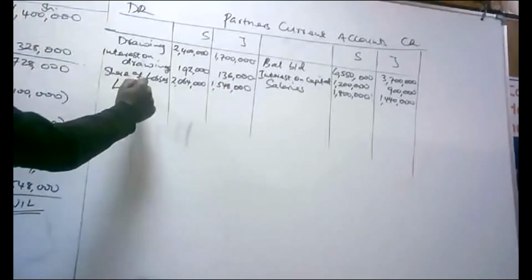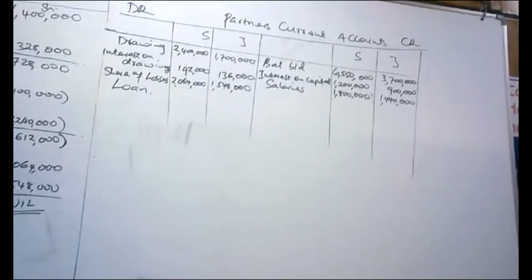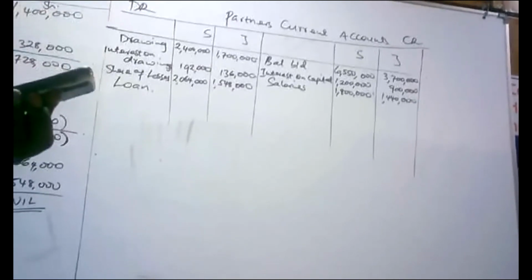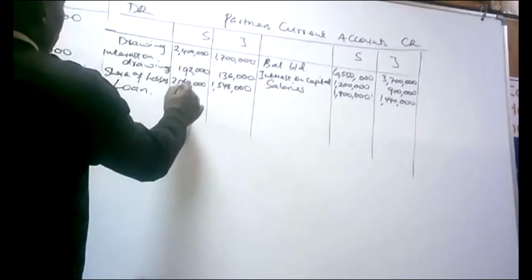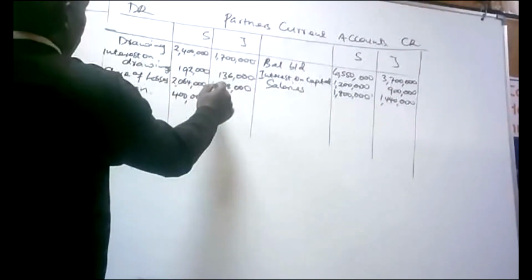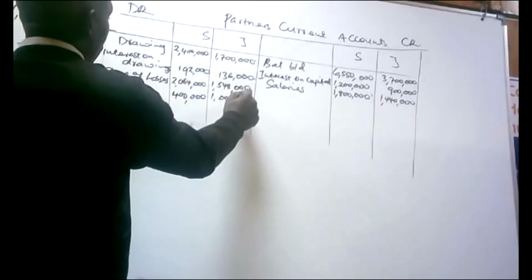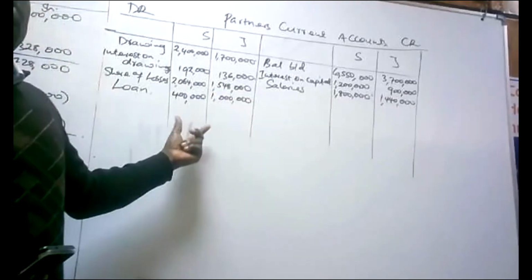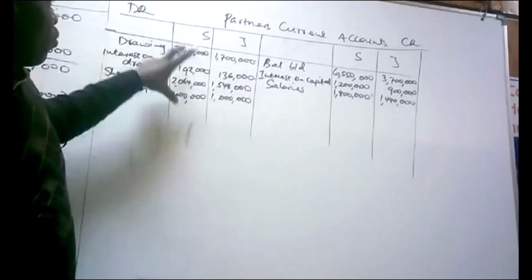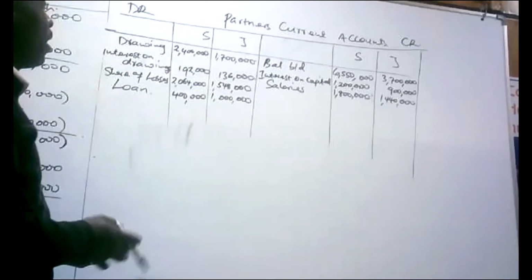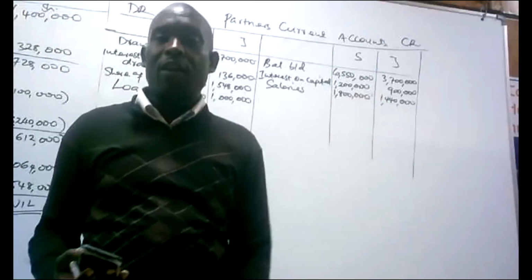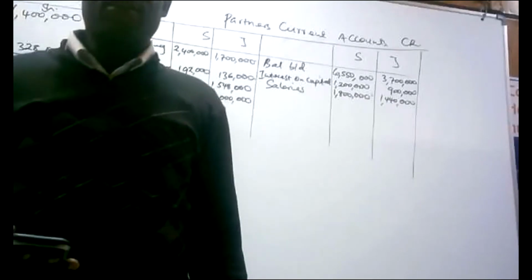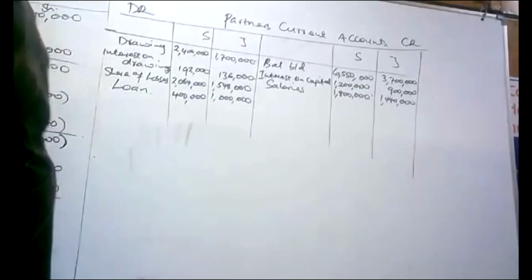Lastly, there is a loan that they took and they need to return to the business, or to fund the business, by each partner during the year: 400,000 for Salim, 1 million for Job. So anything the partners are supposed to return back to the business should be on the debit side. Anything the partners are supposed to enjoy from the business is credited there. So that is the second. Where is the current account?